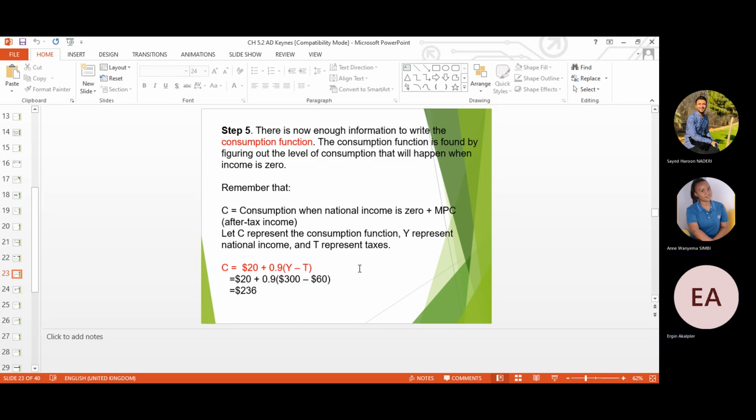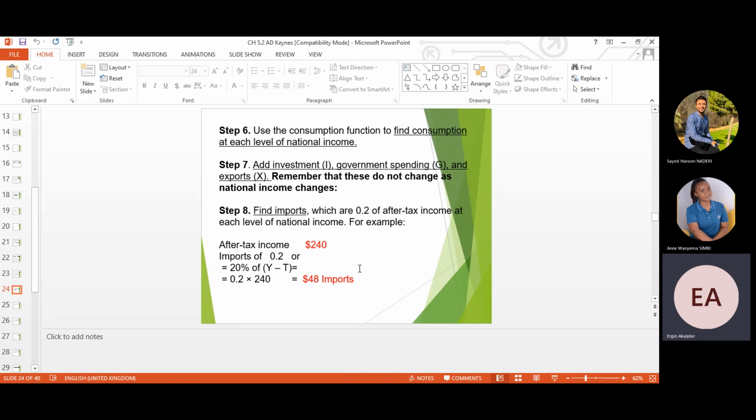Step 5, there is now enough information to write the consumption function. The consumption function is found by figuring out the level of consumption that will happen when income is 0. Remember that C is consumption when national income is 0 plus the marginal propensity to consume times after-tax income, of course. Let C represent the consumption function, Y represent national income, and T represent taxes. C is equal to $20 plus 0.9 times (Y minus T). Therefore, the consumption function will become $20 plus 0.9, the marginal propensity to consume, in the bracket $300, the disposable income, subtracted from the taxes. Then we have the consumption as $236 in the given model.